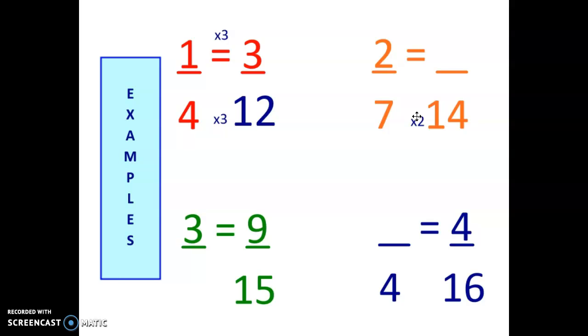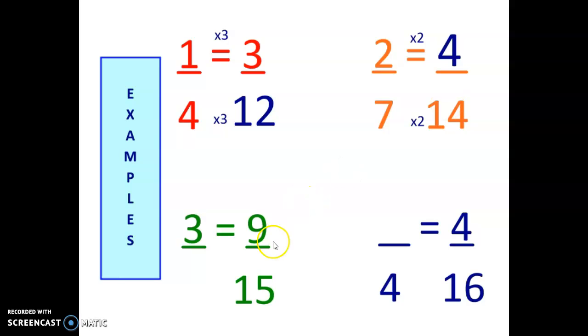Whatever I do to the denominator, I must also do to the numerator. So 7 times 2 gives me 14. I need to do 2 times 2 on the top. What is 2 times 2? If you're not sure, use your times table grid. Correct, 4. So 4 is my missing numerator. That means that the fraction 2/7 is equivalent to the fraction 4/14. They are the same fraction but written using different digits.